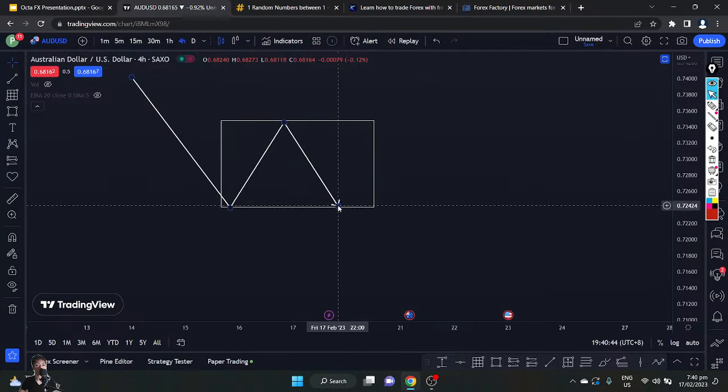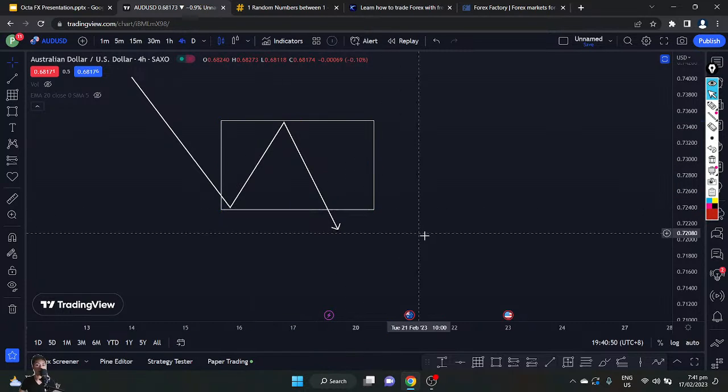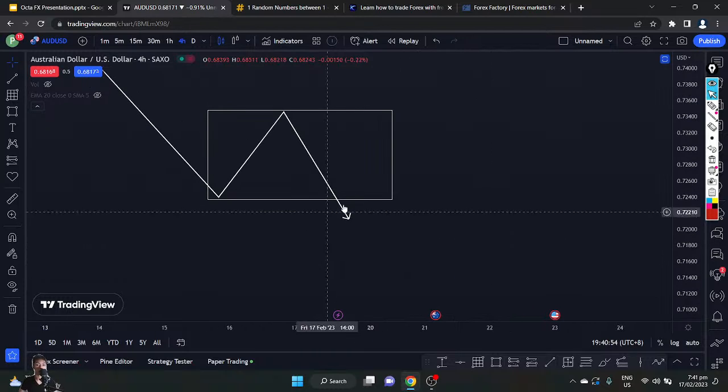So for the aggressive traders, once the price breaks the bottom of the box like this, they will instantly take a short trade here. But the conservative traders don't want to take an immediate trade like this.